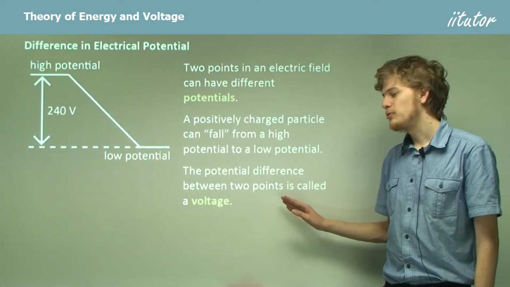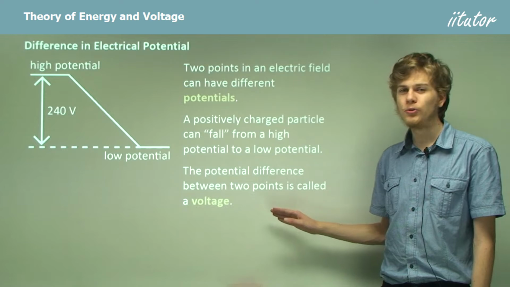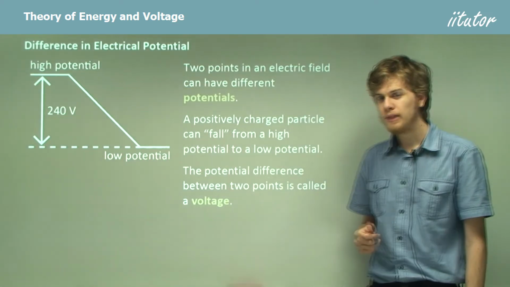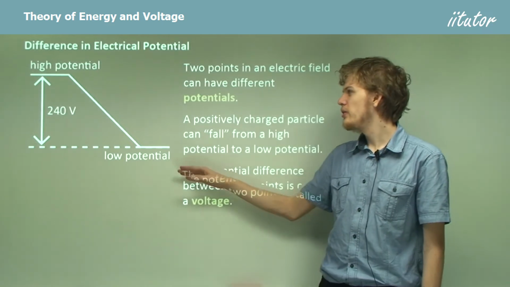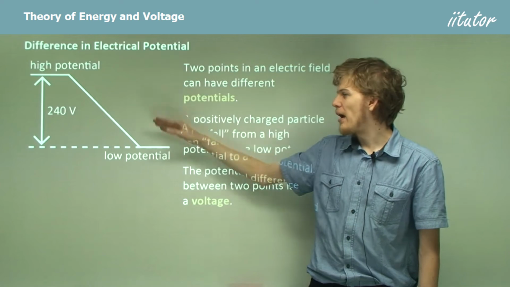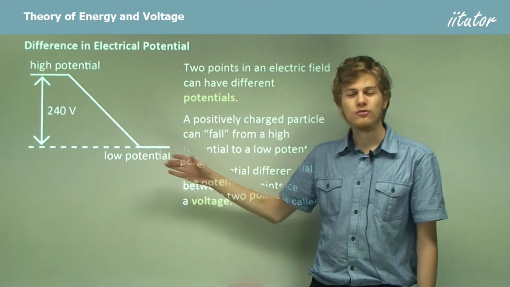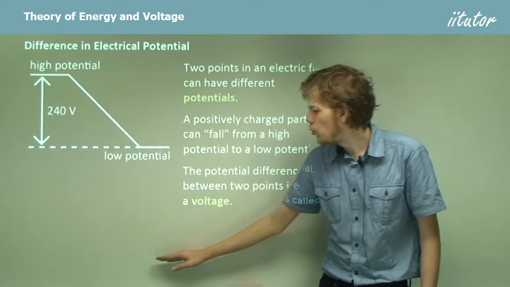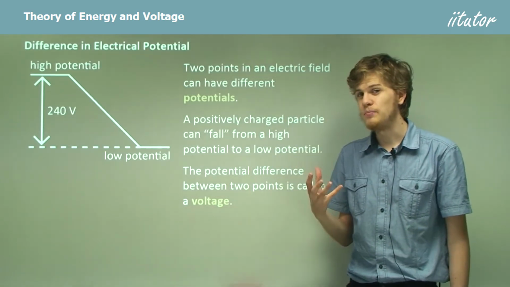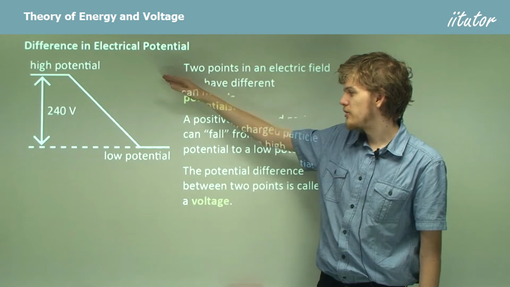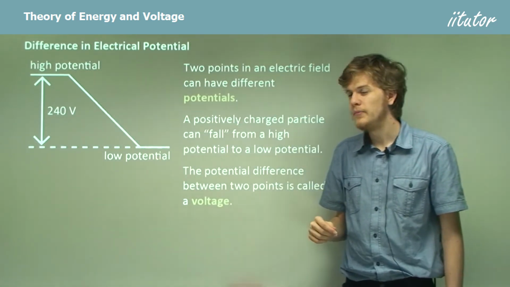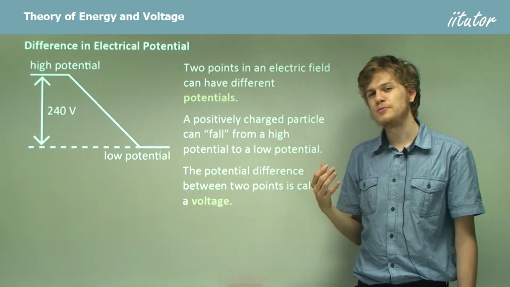Now, the potential difference between 2 points is called the voltage, and that's what this is here, the 240 volts. Now, I mentioned before, we don't know exactly the rating of how high the high potential is or how high the low potential is. For all we know, the true 0 point might be all the way down here somewhere. But the point is, the difference in potential between the high potential and the low potential is a voltage, right? That's how far a charged particle can fall.